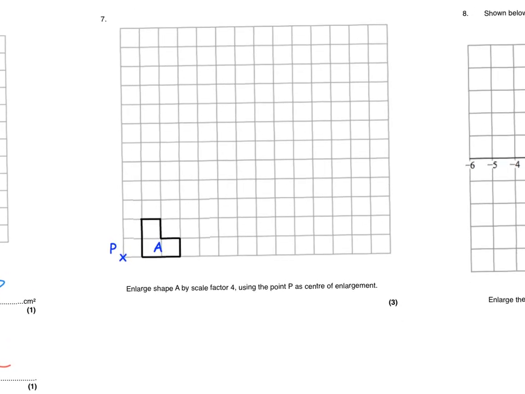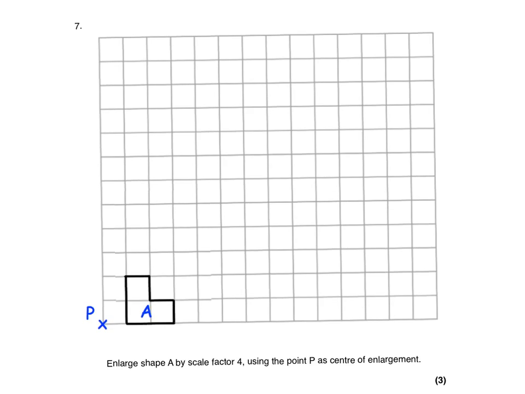Enlarge shape A by scale factor 4 using the point P as a centre of enlargement. So what I'm going to do is ask, how do I get from point P to this bottom left hand corner? Well, I'll just go right by 1 square, so I'm going to make that 4 times bigger. Instead of going right 1, I'm going to go right 4. So 1, 2, 3, 4 brings me there. Now how do I get from here to this bottom right hand corner? We'll go across 3. So I'm going to make that 4 times bigger, which means go across 12. 5, 6, 7, 8, 9, 10, 11, 12.